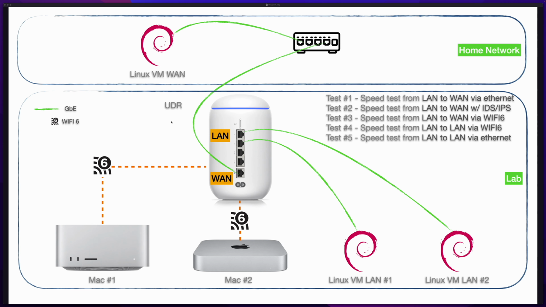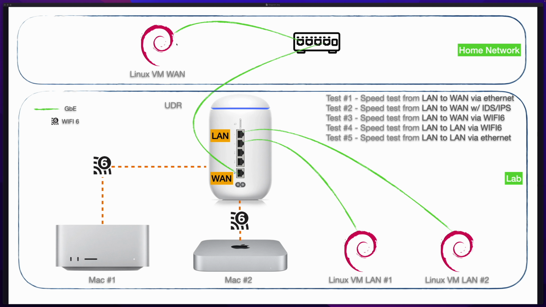Let's talk about today's main topic, network performance testing for the UDR. This is the network diagram. I'm going to use this setup to test 5 different test cases. I have my home network and other switches, but I'm going to do all the testing in the lab environment. The UDR is connected to my home network using the WAN port.